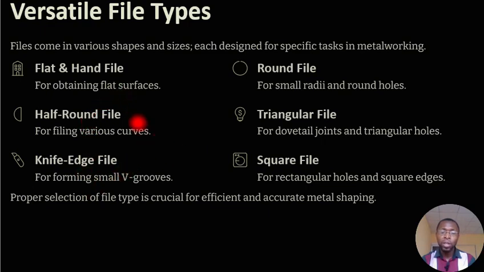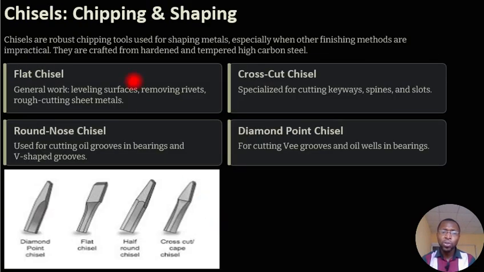You make use of these different types of file. So it is also important that you properly select the correct file type so that you achieve efficient and accurate metal shaping. All right. Let's now talk about chisels as one of the cutting tools.